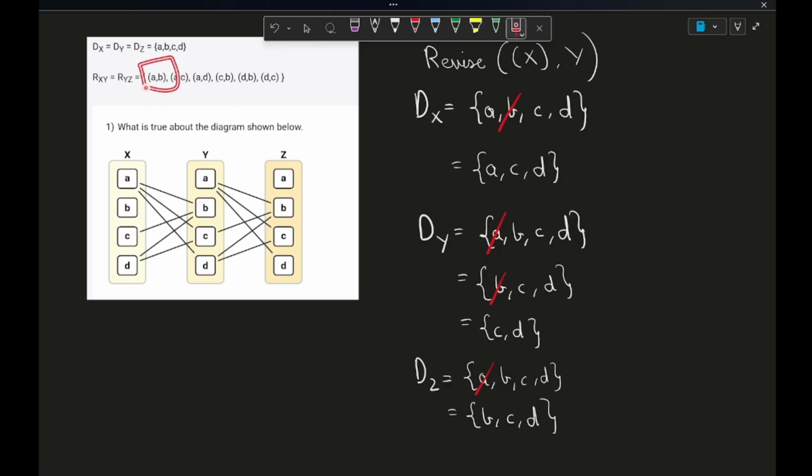So if we check this, sure, AB does not occur in the relationship anymore because B has been removed from dy, but AC still occurs because C still remains. So A should still be in X, right? Similarly, AD is also fine. But in CB's case, we can see that B now no longer exists in dy. So this needs to be removed. So in that case, D will also go.